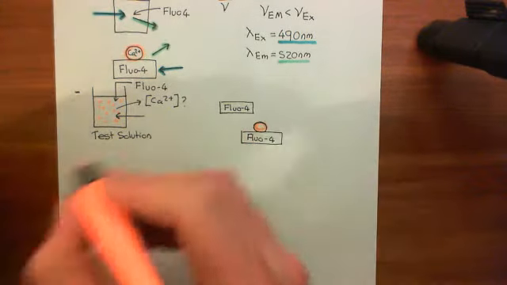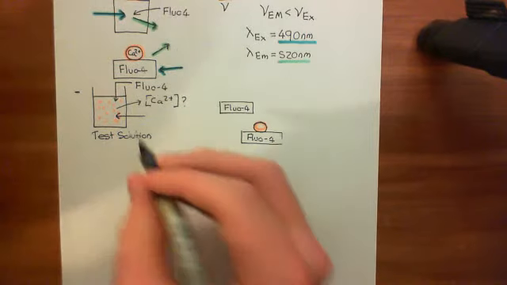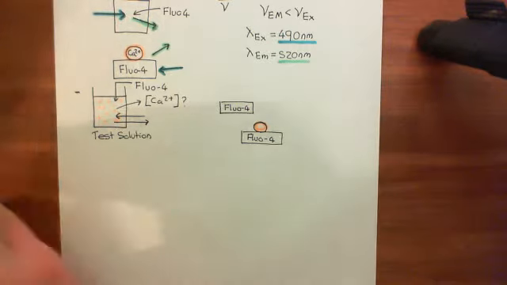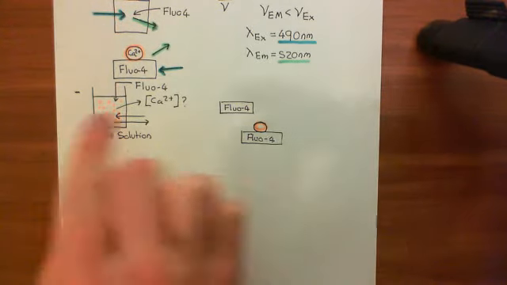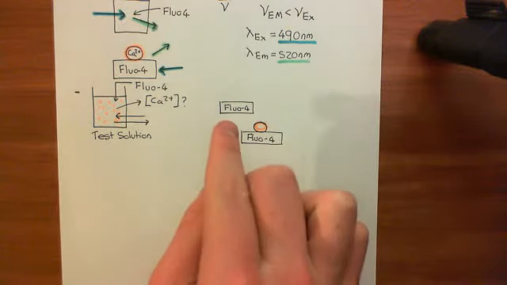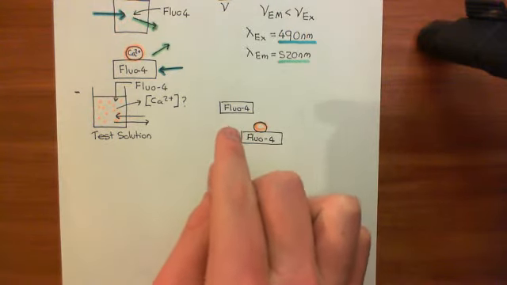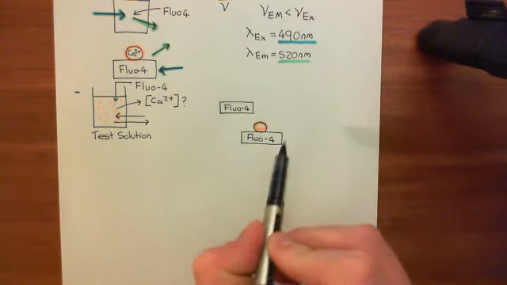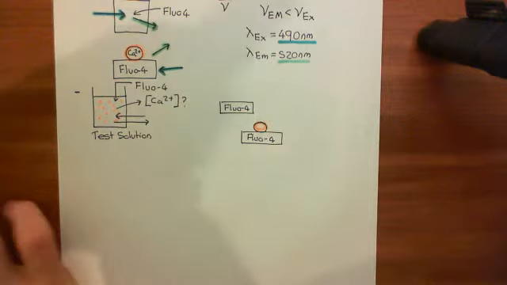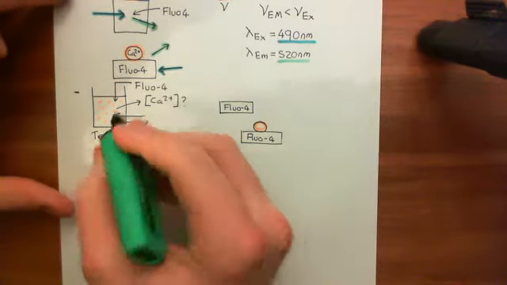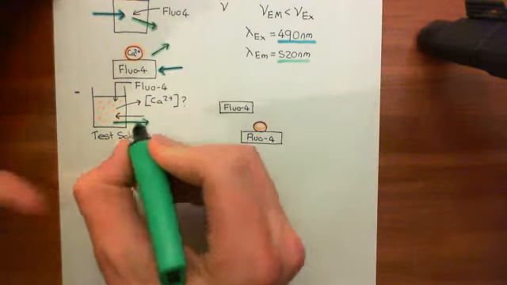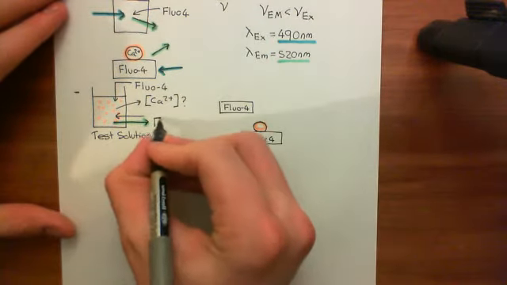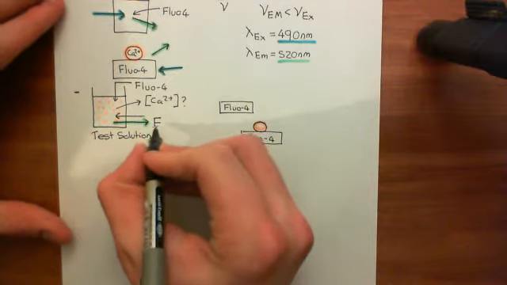So the amount of green light that you get back, the amount of fluorescence being produced by this solution, will be greater than if you had no calcium present. But it won't be the absolute maximum amount of fluorescence that you could get, which is if every single Fluo-4 molecule had a calcium bound to it. So we will then measure the amount of green light coming off, the intensity of the green light, and we'll call this F for fluorescence.